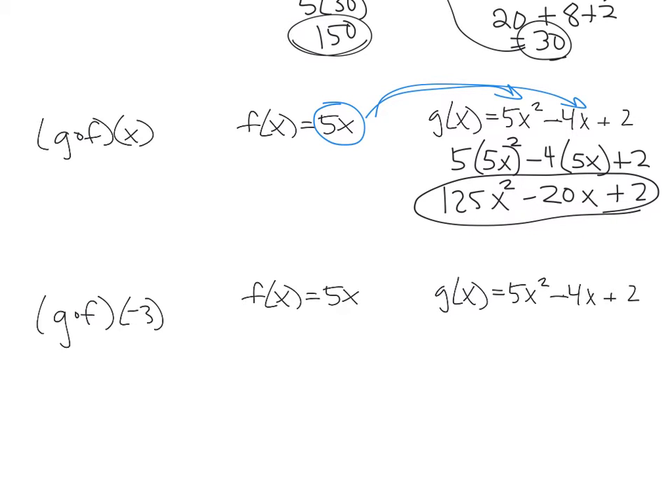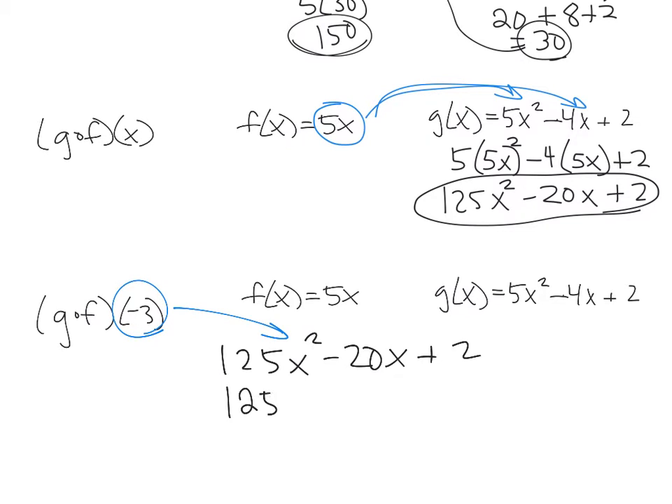Now this is the recipe for this. A simpler way of doing this next problem, instead of taking negative 3, putting it in f, getting your answer, and then putting that answer into g, is to simply take that negative 3 and stick it into this equation right here. That gives us 125x squared minus 20x plus 2. Now we're just going to stick the negative 3 in there. So that becomes 125 times negative 3 squared minus 20 times negative 3 plus 2.